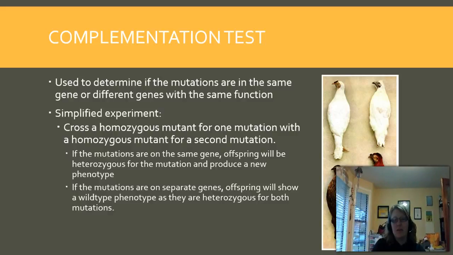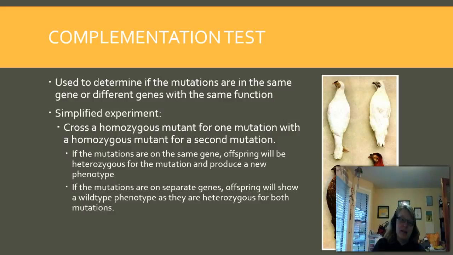So what we can do is cross 2 homozygous mutants, and then look to see what their offspring look like. If you have these 2 white chickens and you don't know if the white color is coming from the same gene, you make sure they're homozygous and cross them. If the offspring shows color, then you know those are coming from 2 different genes, because one organism is going to have the wild type gene for one gene, and the other organism is going to have the wild type gene for the other gene. And when they cross, the offspring will have the wild type gene for both of them.